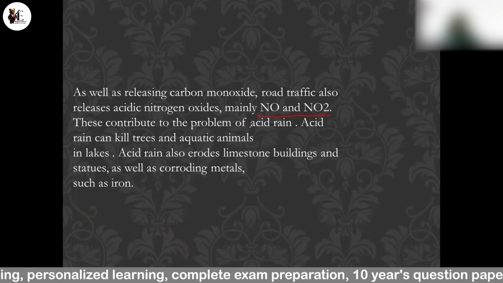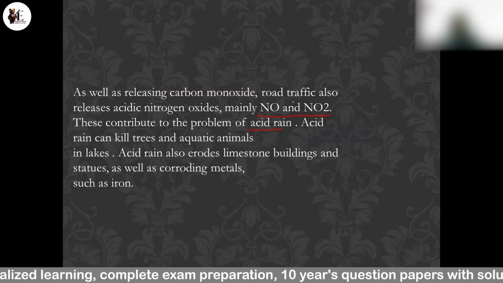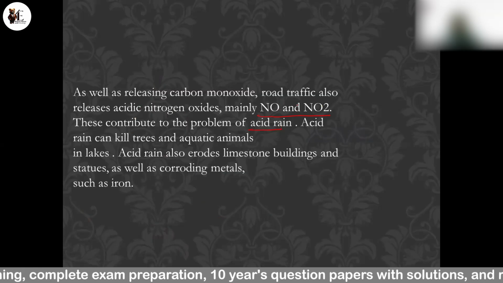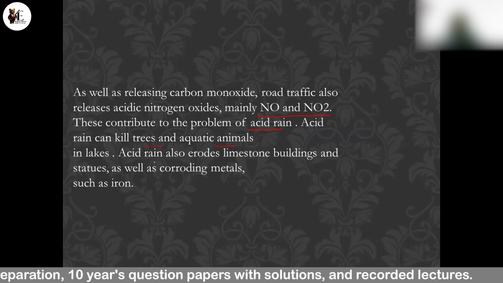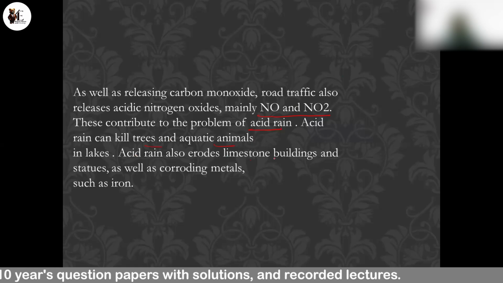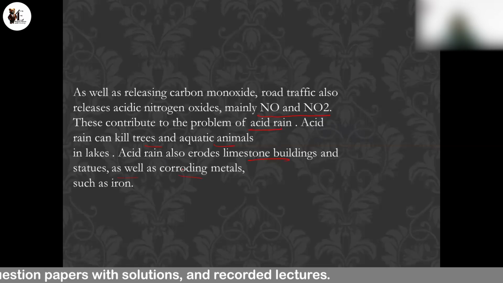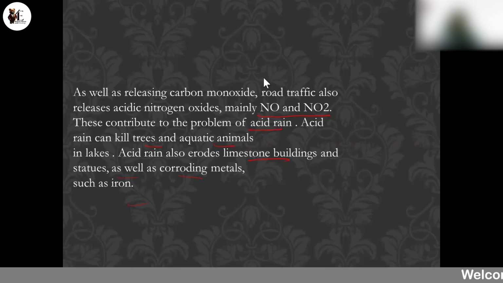These contribute to the problem of acid rain. We have read this in the chapter on nitrogen and sulfur. Acid rain can kill trees and aquatic animals. Acid rain also erodes limestone buildings and statues, as well as corroding metals such as iron. So this is about the harmful effects of these gases: carbon monoxide, NO and NO2.